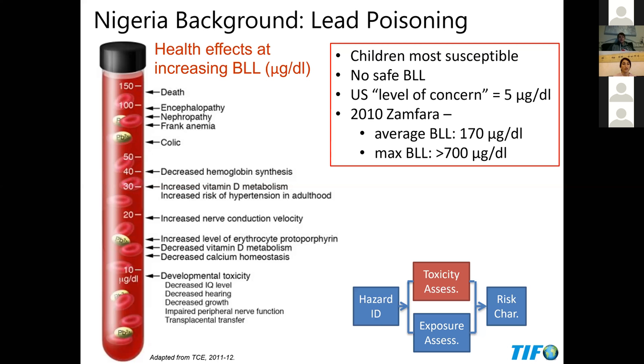At different levels of lead in blood, we see increasingly toxic effects, as you see in the graph on the left side. In 2010 in Zamfara, the average blood lead level in children who were screened was 170 micrograms per deciliter. And you can compare that again to the 5. We tend to see encephalopathy around 100. So you can see that most children were severely impacted. The highest blood lead recorded in a child who survived was over 700 micrograms per deciliter. That child obviously had some permanent brain damage as a result of lead exposure.